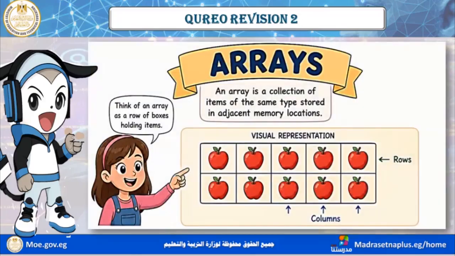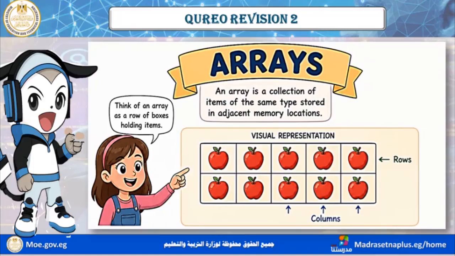Arrays. What are arrays? Suppose that you have a collection of items of the same type and you want to store them in adjacent memory locations. It means you have equal locations for each item. Here, as you like, we have apples saved in the same place, which are visual representations composed of columns and rows. Think of an array as a row of boxes holding items.